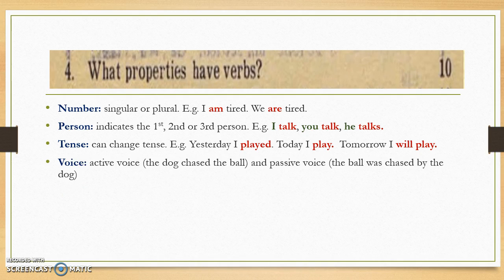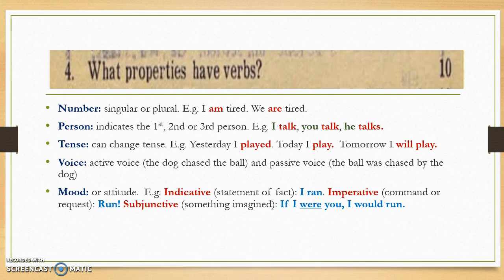And they show the active voice or the passive. So active, the dog chased the ball, and the passive, the ball was chased by the dog. And then they also show the mood or attitude. So you've got the indicative mood, which is a statement of fact. I ran. You've got the imperative mood, which is a command or a request. Run. Or the subjunctive mood, which is something imagined. For example, if I were you, I would run.